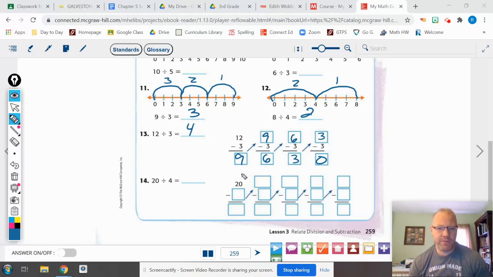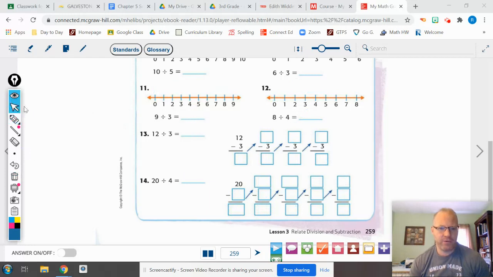Next, 20 divided by 4. 20 minus 4 equals 16. 16 minus 4 equals 12. 12 minus 4, 8. 8 minus 4, 4. 4 minus 4, 0. So here we have 1, 2, 3, 4, 5. 5 fours. If you need the notes, pause the video. Let's move on. Page 260.